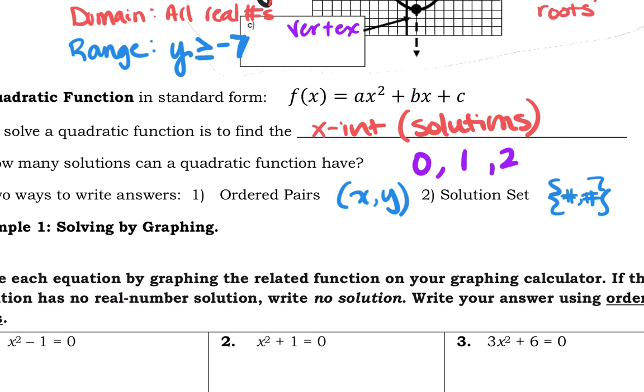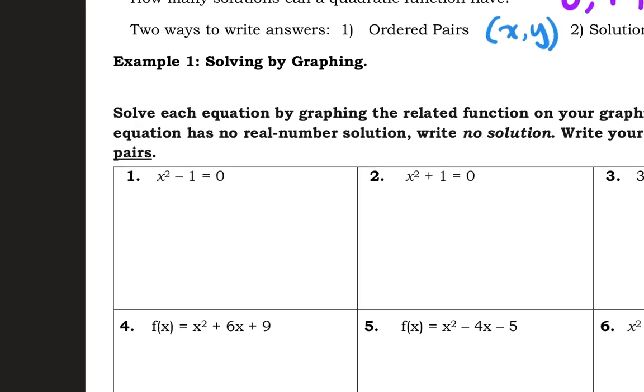All right, so one more time. To solve it, you're going to find solutions or x-intercepts. It could have 0, 1, or 2, depending on the graph. You're going to be asked for it in the form of ordered pairs or in the form of a solution set. So the first thing I'm going to do is solve this one.